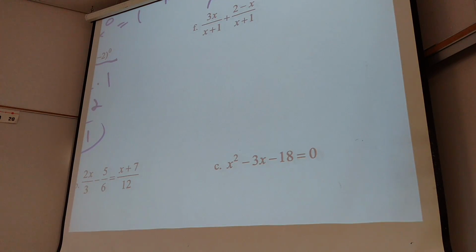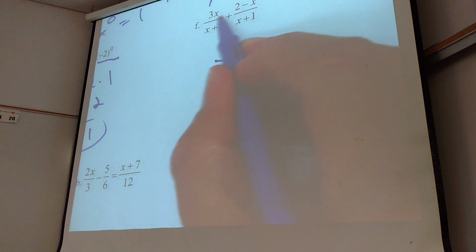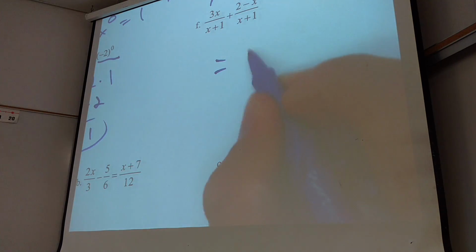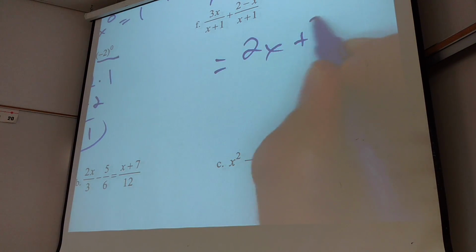So this is what I was saying earlier. Variables have to act like numbers. Why am I allowed to go ahead and add these two together? Because they already have the LCD. If they didn't, I have to make the LCD the same way I do with numbers. So here I can just add these. What do you get when you add them? X plus X is 2X plus 2.